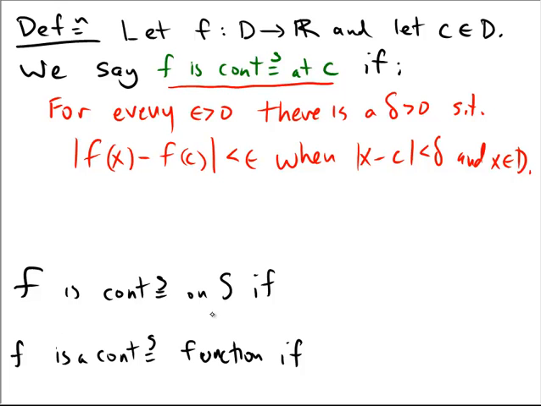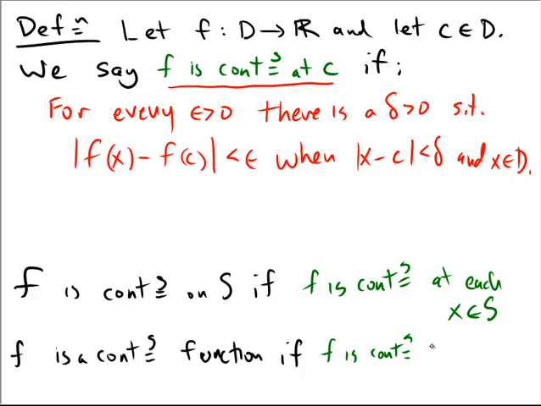So then we'll say that f is continuous on some set S if, essentially, f is continuous at each x in S. That's the definition of what it means to be continuous on a set. And then we'll just generally say that f is a continuous function if f is continuous at each x in the domain, so the entire domain. So polynomials, for example, are continuous functions because they are continuous at every single point in their domain, which is all the real numbers.